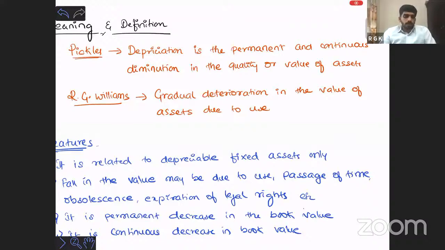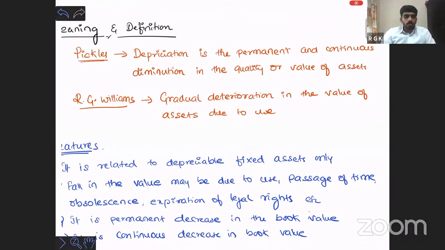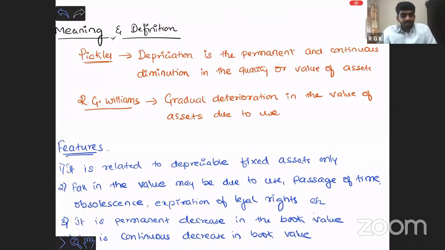But before that, as we said, depreciation is related to the fixed asset part. So fixed assets cost, we are transferring into the profit and loss account with the help of depreciation. Yesterday we learned this. Now let us understand some of the definitions, what our accounting scientists say.